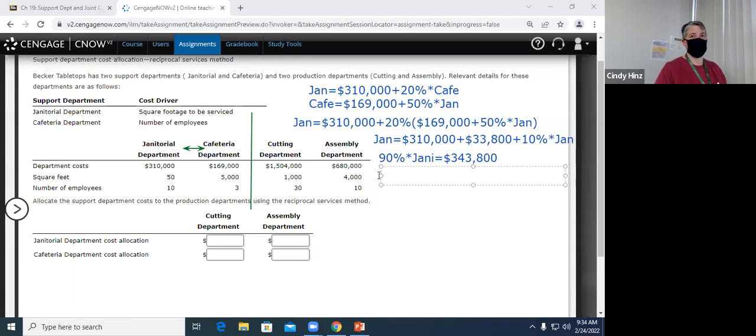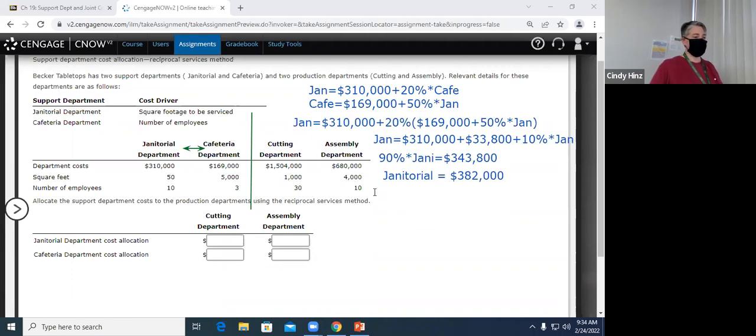So now how do we get janitorial by itself? It's 90% times janitorial. So if we divide each side by 90%, we will get janitorial is 343.8 divided by 0.9, or 90%. So the full cost to run the janitorial department includes the $310,000 in direct costs plus part of the cafeteria cost, for a total of $382,000.